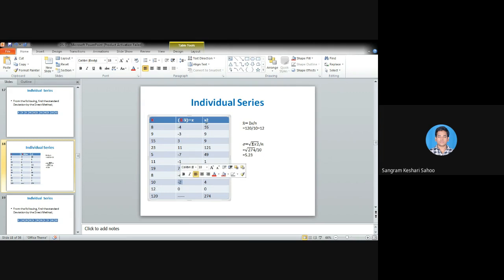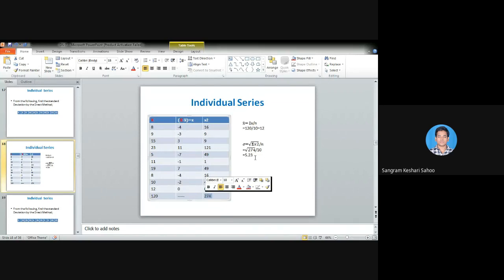After that, you have to go for calculation of x square. Minus 4 whole square, that is 16. For the second row, that is 9. For 11 square, that is 121. For minus 1, that is 1. Again for 7, that is 49. Again for minus 4, that is 16. Again for minus 2, that is 4. Then 0. In this regard, you have to calculate the sum of x square.